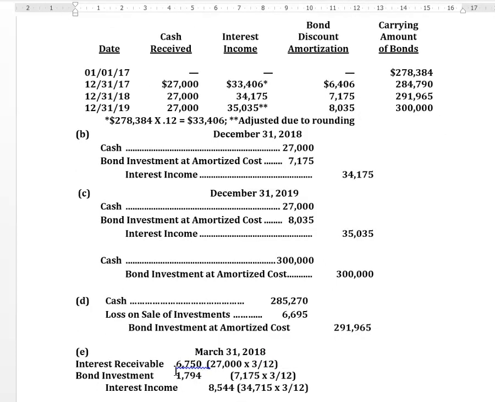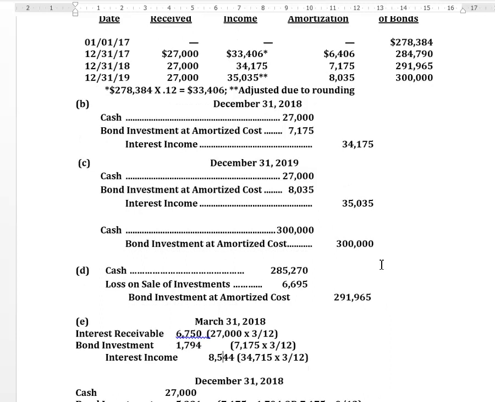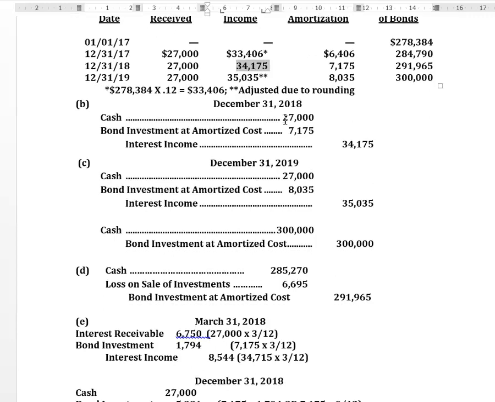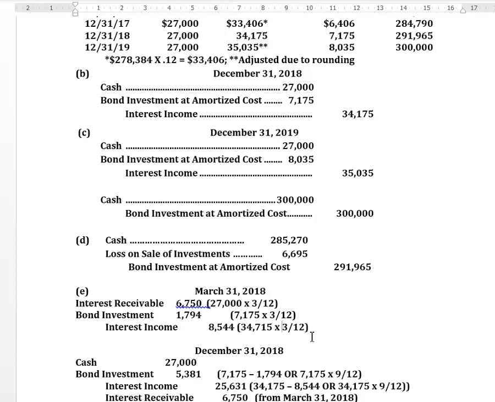Now, some students would say, well, I'm confident with the debits I got, so I can just plug for my credit. Sure you can, but you can also calculate it. How? Well, don't forget, you also have to book interest income for the 3 months, January, February, March 2018. For the 1 year ended 2018, you'd be booking interest income of how much? $34,175. So for 3 months, January, February, March of 2018, you'd book $85.44.